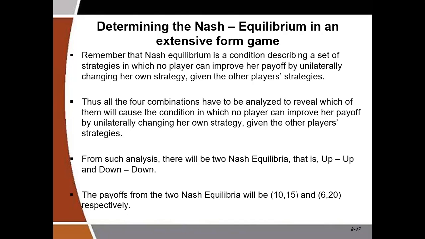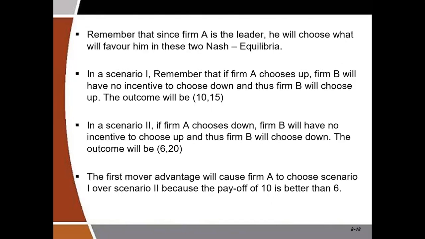So remember that Nash equilibrium is a condition describing a set of strategies in which no player can improve her payoff by unilaterally changing her own strategy, given the other player's strategy. So therefore, when we analyze all the 4 situations, we know that we will have 2 Nash equilibria, that is up, up, and down, down, like what I was showing earlier. However, remember that firm A is the leader and he'll choose what will favor him in these 2 Nash equilibria.